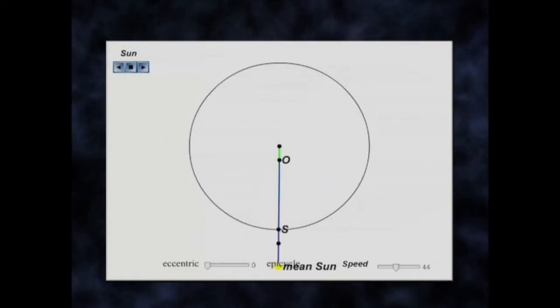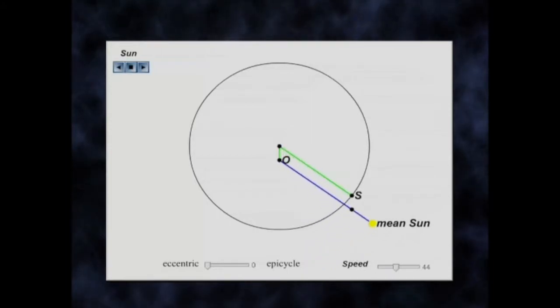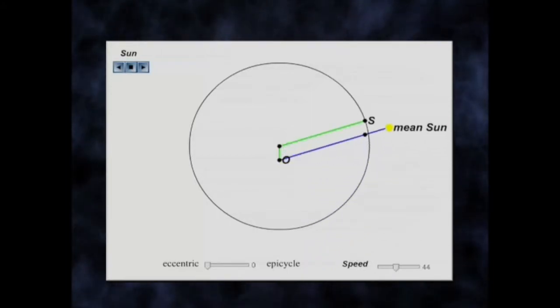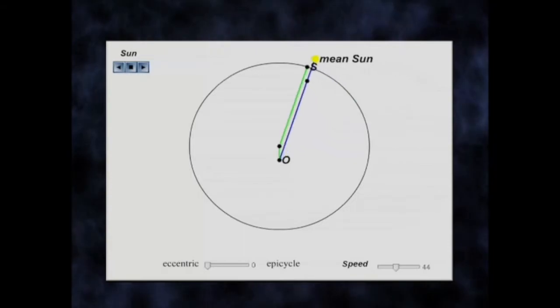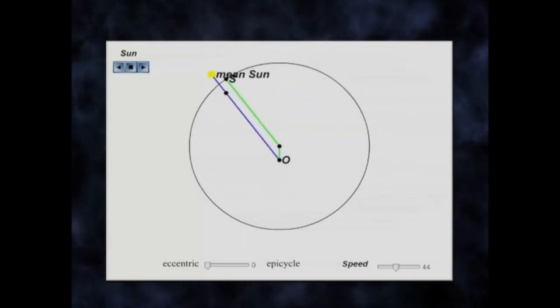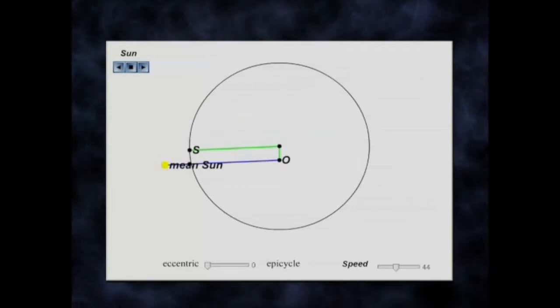This is what the eccentric circle allowed us to do. It allowed for the sun to move faster when it was closer to the Earth and move slower when it was further away from the Earth. So the eccentric circle could explain the motion of the sun.